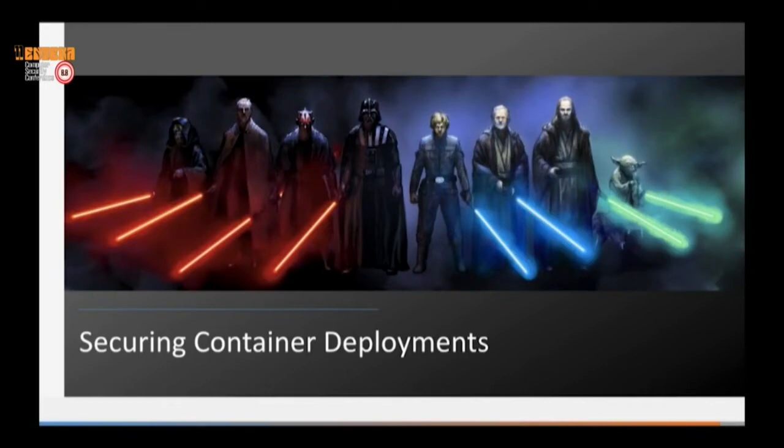So here we are ready with our lightsabers. Let's go and secure these container deployments in the next ones.